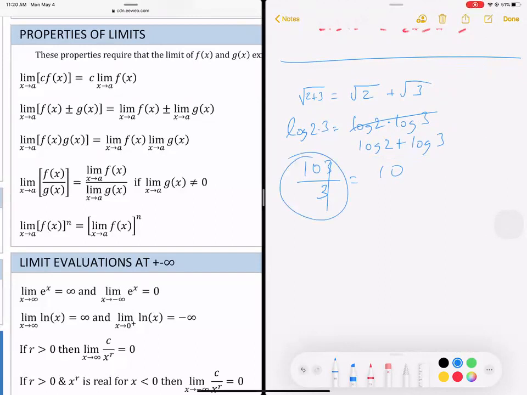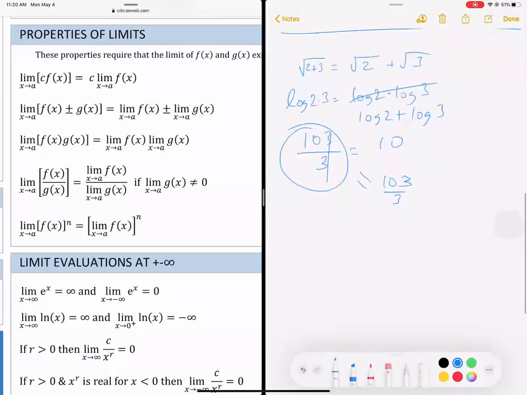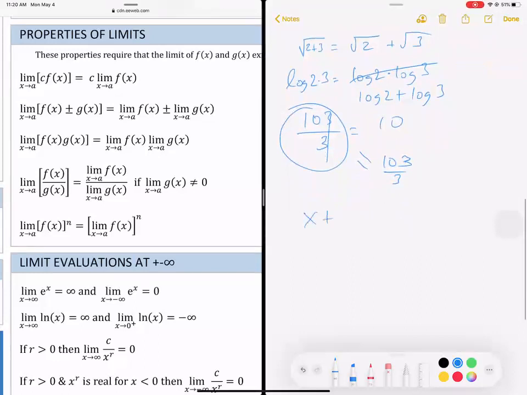103 is not divisible by 3. So we actually are done. This is actually supposed to be 103 over 3. A very popular algebra mistake is when you write 1x plus 2 divided by x. Oh, look, Mr. Ko, x divides out. Very popular algebra 1 mistake. Okay.